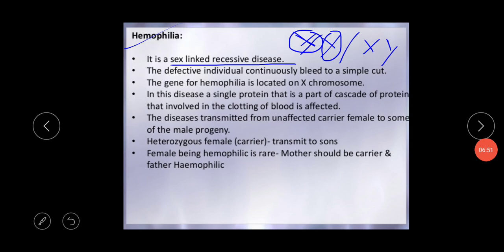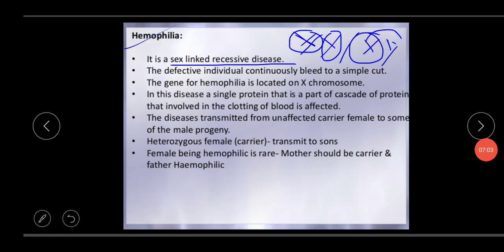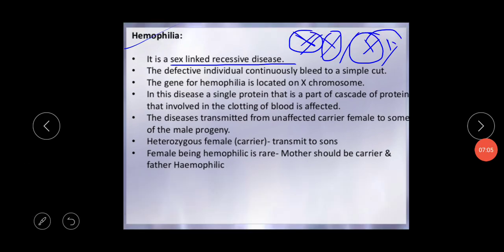But in the male body, suppose this X chromosome is diseased, the Y chromosome cannot mask the character of the X chromosome. Or suppose the Y chromosome becomes diseased, the X chromosome cannot mask the other characteristics. So that's why a male cannot be a carrier.